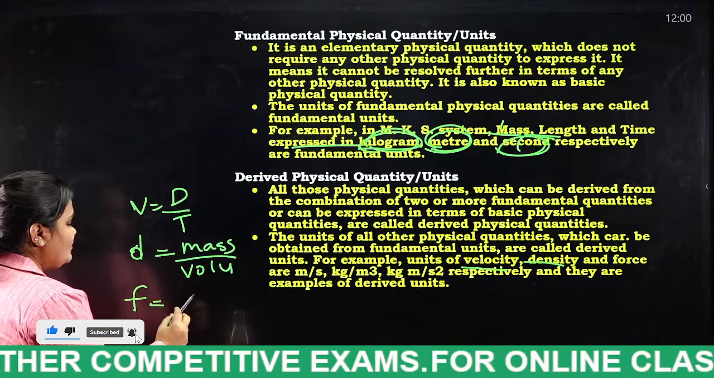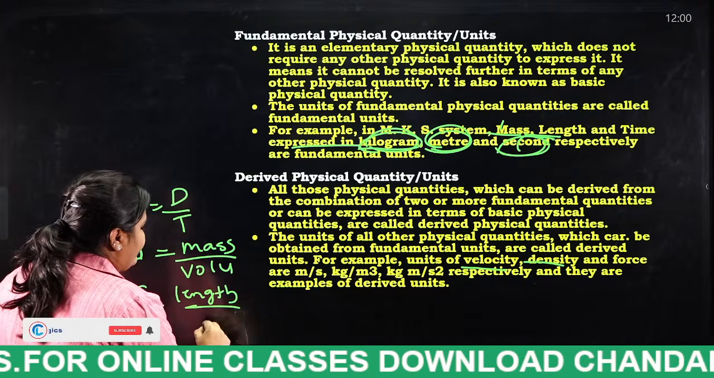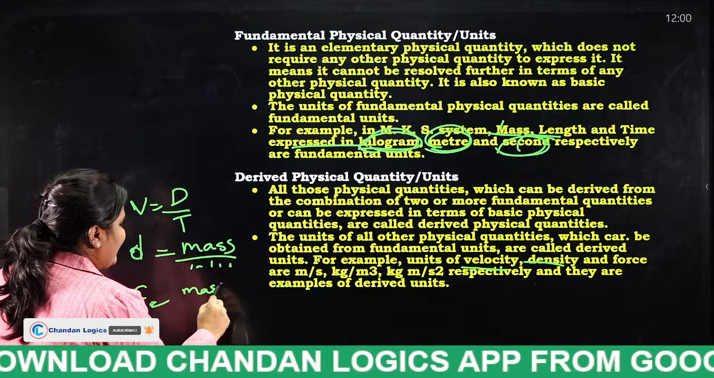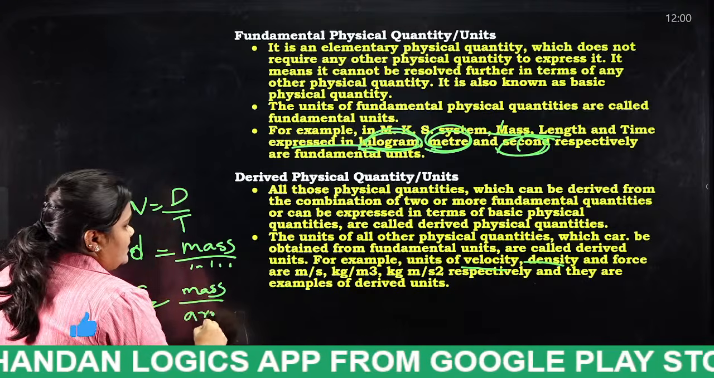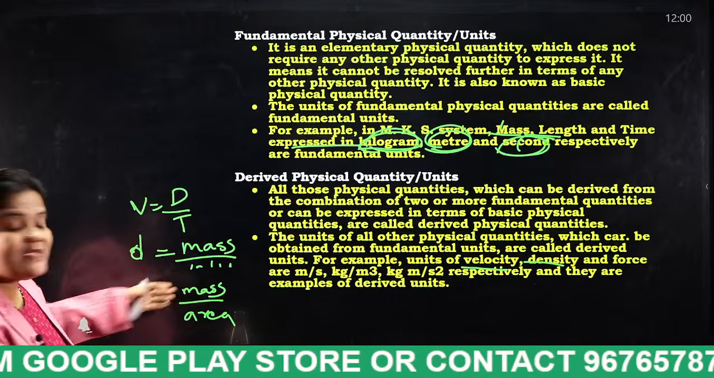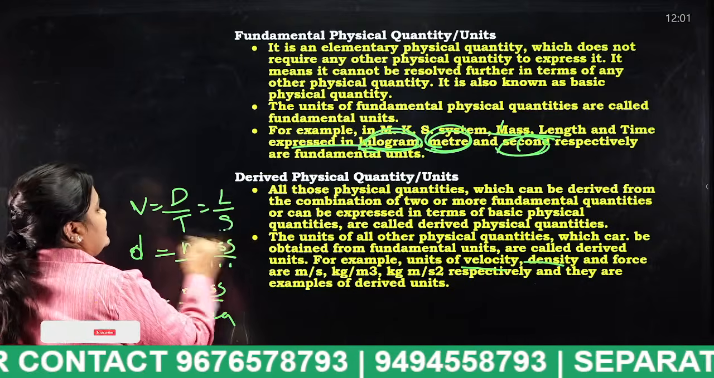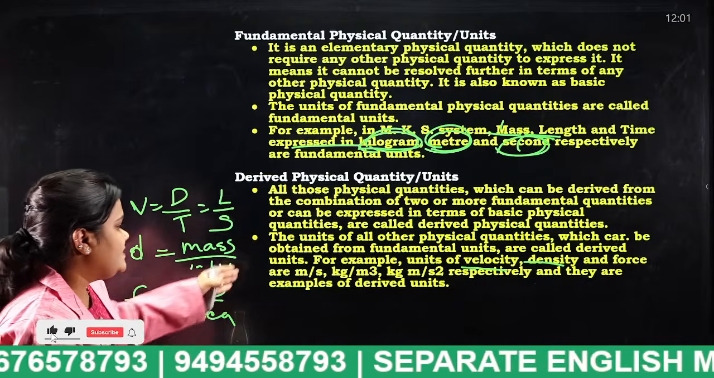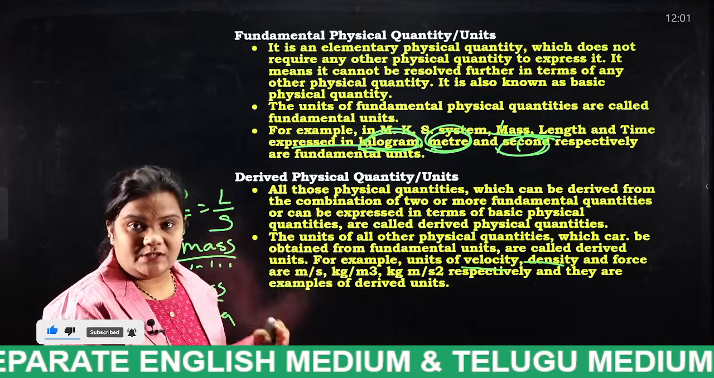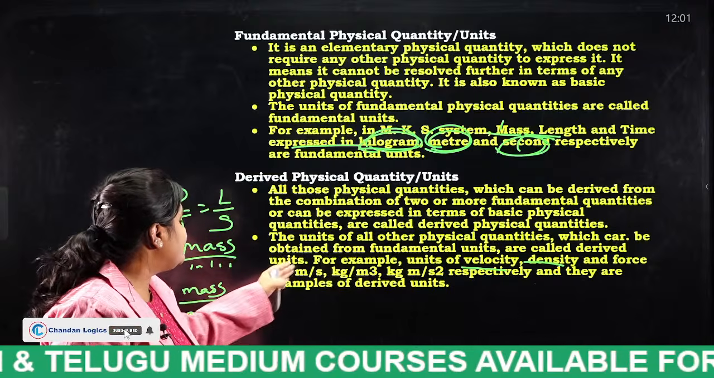Force is nothing but what? Mass times acceleration. So, what is the distance? Distance is measured in length and time is measured in seconds. That is nothing but what? Velocity. Velocity is a derived physical quantity and its unit is meters per second.